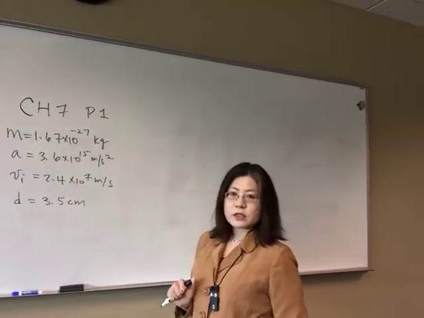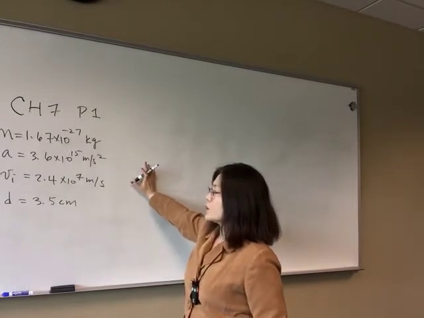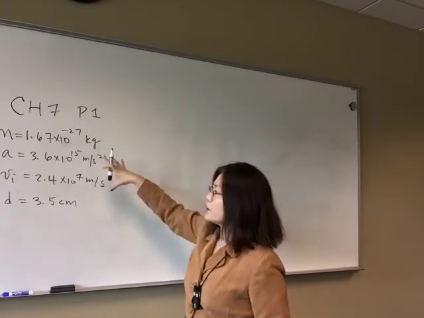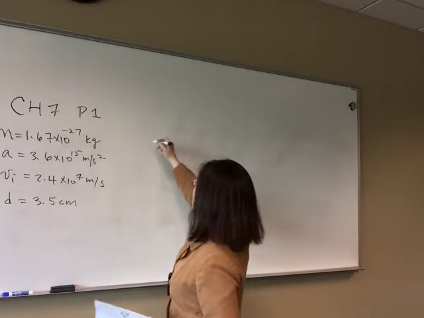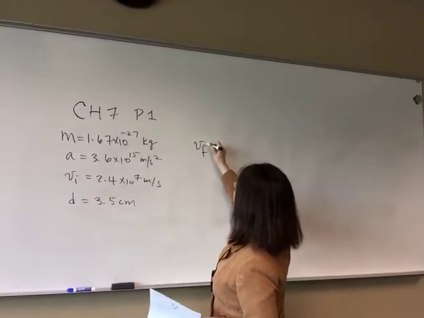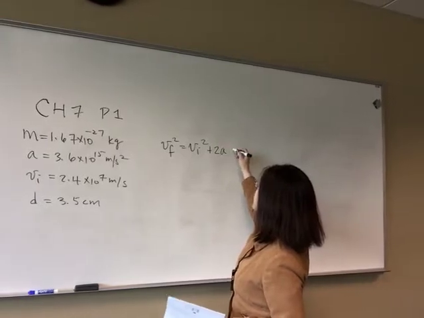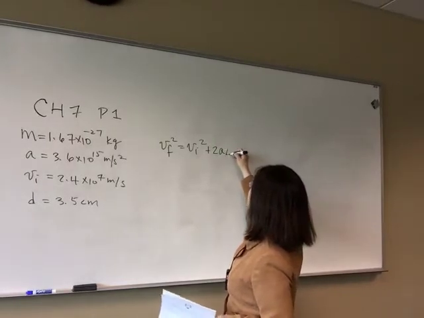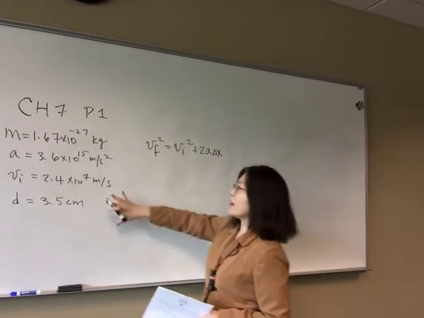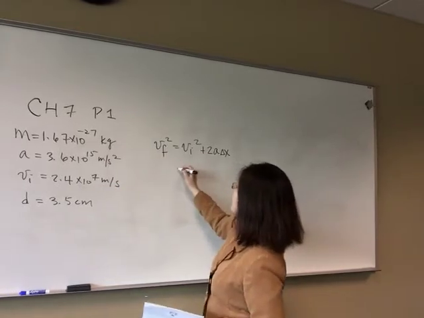calculate the final velocity, because one of the equations has all the information that we would need, and that equation is the final velocity squared is equal to initial velocity squared plus 2 times the acceleration times the horizontal distance, or the displacement. So we have everything in front of us.